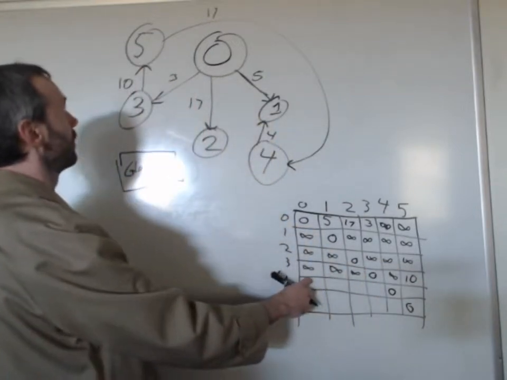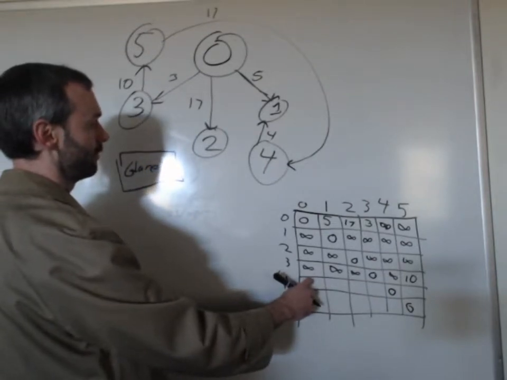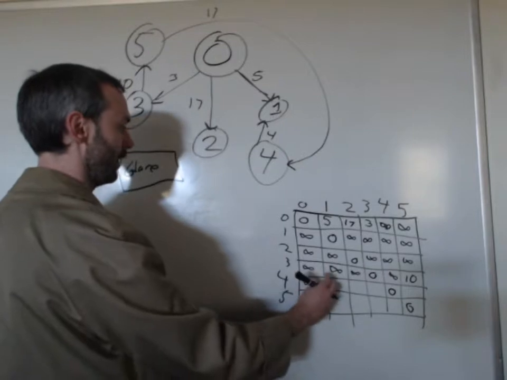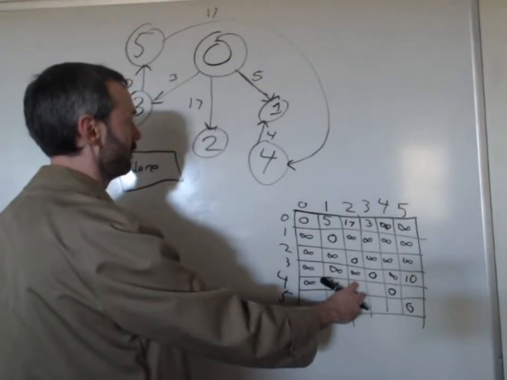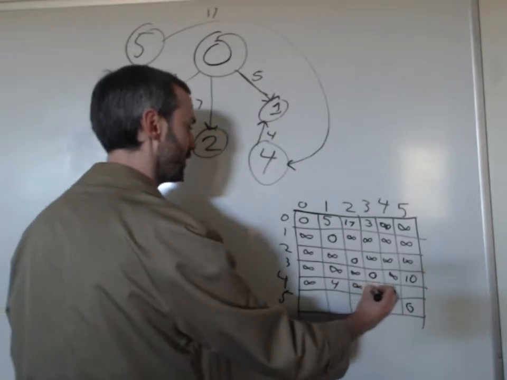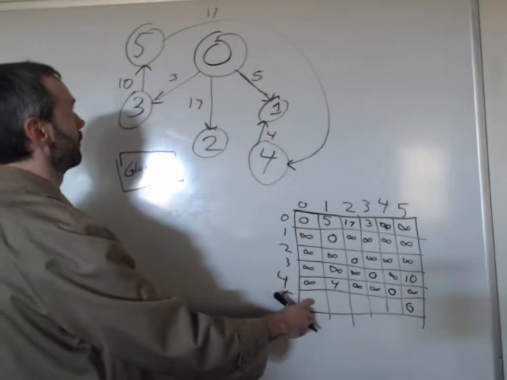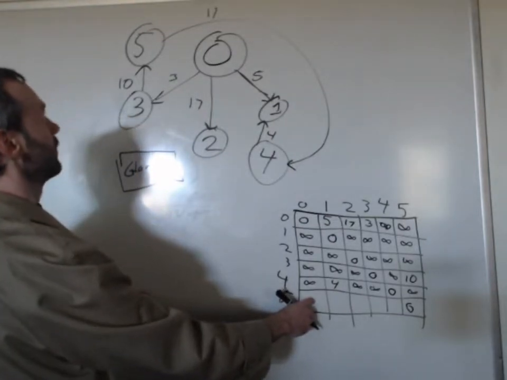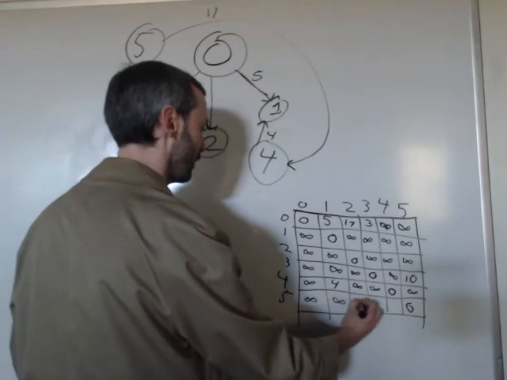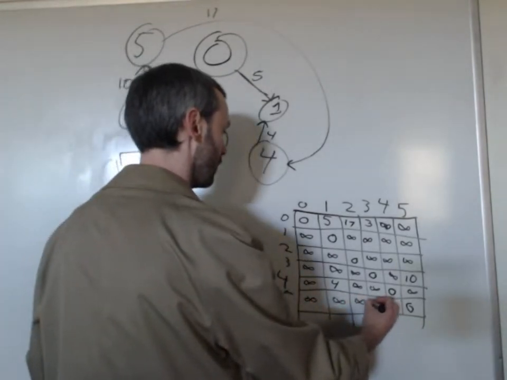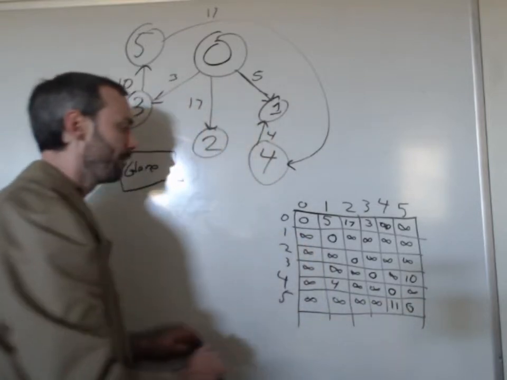How about 4? 4 to 0, of course, is infinite. How about 4 to 1? 4. 4 to 2, infinite, and the rest are infinite. How about 5 to 0? Infinite. What's the only thing that's not infinite? 5 to 4, which is 11.